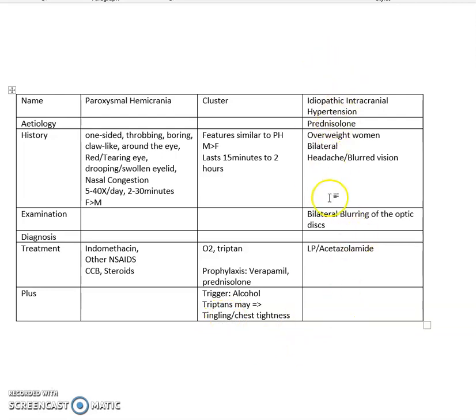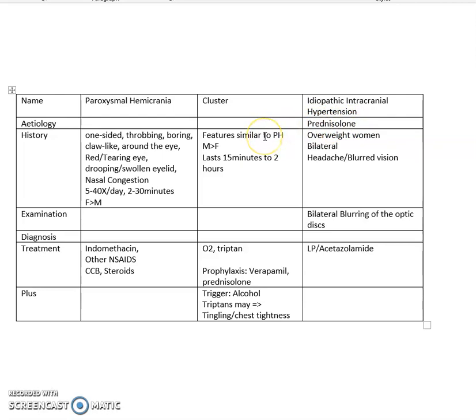In this part of the table, we have idiopathic intracranial hypertension, which is common in overweight women. It is usually bilateral and presents with blurred vision. Examination of the eye will reveal bilateral blurring of the optic disc, and the treatment is LP or acetazolamide. Remember, one of the predisposing factors is prednisolone.